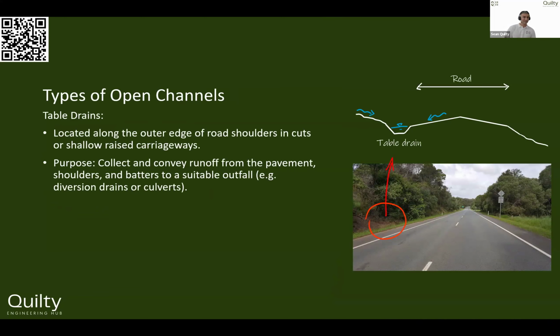So we've got table drains. So table drains are located on the outer edge of our roads. Typically, that would be a rural road setting. No curb and channel. The water just runs off the pavement and drops into one of these table drains. So the purpose of this, we want to collect and then convey our runoff from our pavement, from our shoulders, and then any batters. So typically, your table drain will be located when you're in cut. So you'll usually have an upstream batter that would actually flow or discharge water into that table drain as well. So that's the purpose of a table drain, if you hear that term.